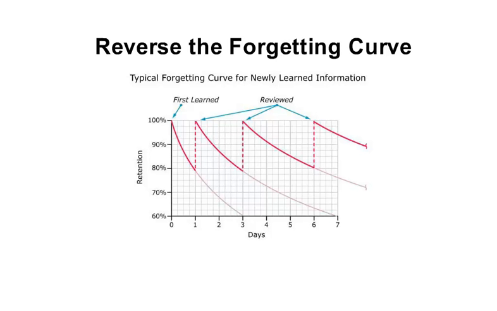Now, moving something from short-term to long-term memory requires you to reverse the forgetting curve. The typical forgetting curve for newly learned information, as you can see, shows that after 3 days, everything that's been learned is gone, unless we can reverse the forgetting curve by reviewing. Reviewing and recalling the information is what strengthens those synaptic responses and makes the memory last.